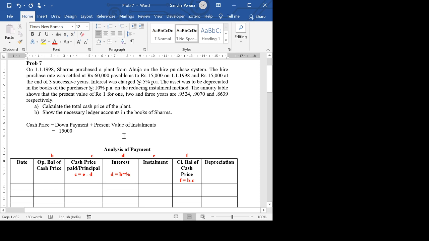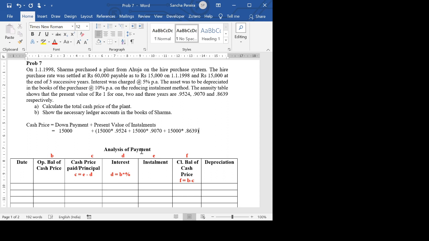So what I'm going to do is 15,000 into the present value. We've got 3 present values. 15,000 into 0.9524 plus 15,000 into 0.9070 plus 15,000 into 0.8639, the present value of all the 3 installments. Okay, this is how I can do it.